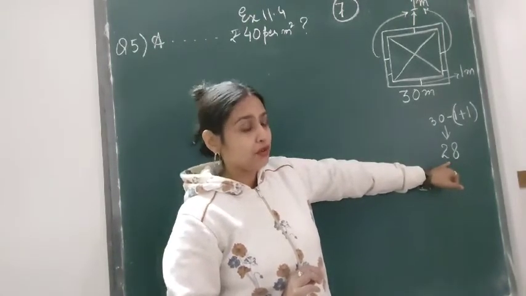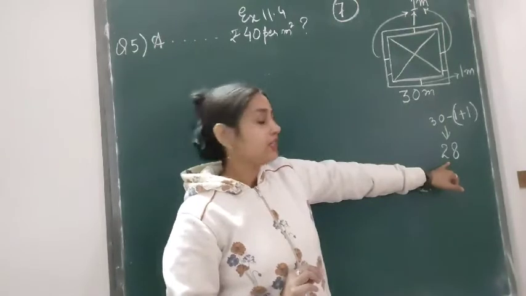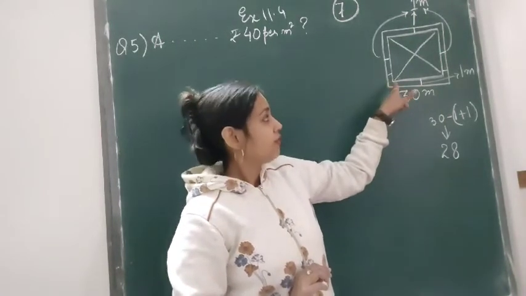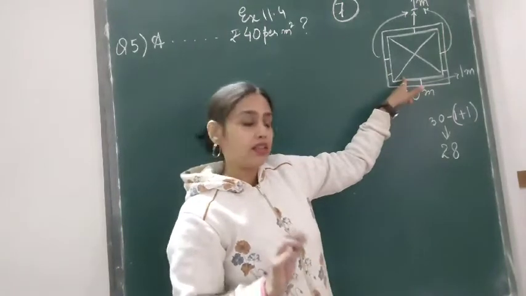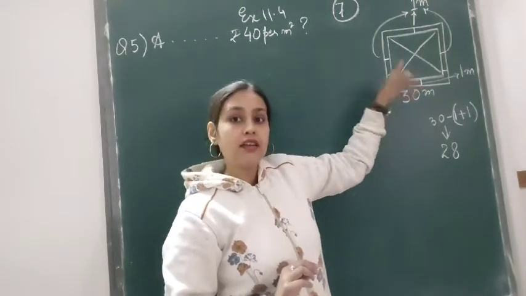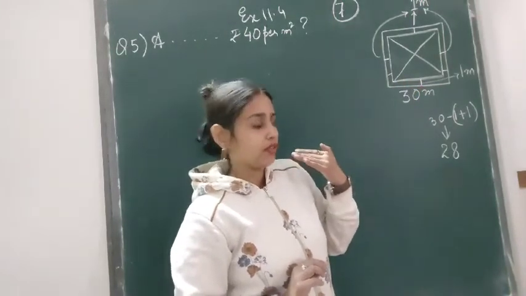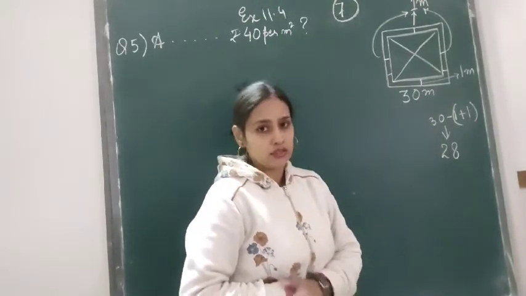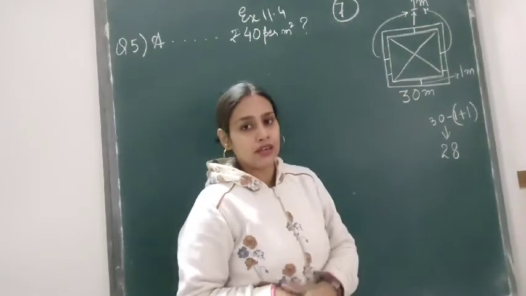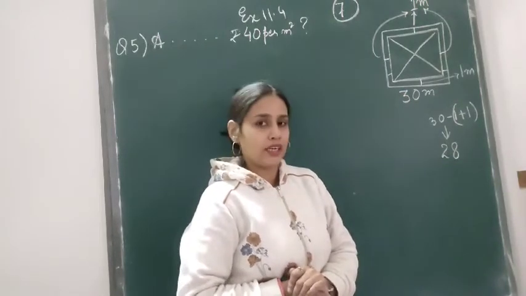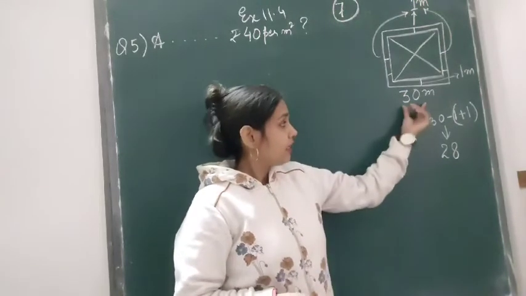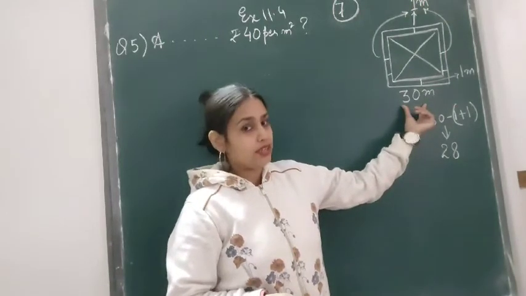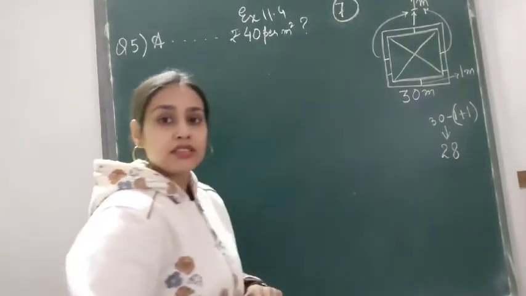So now what to do? We will find the area of the garden. Then we will find the area of the garden removing the path, the width of the path. Got it? So let's start. So first we will find the area of the garden. So what is given? That we will write. 30 meters is given. So let's write.